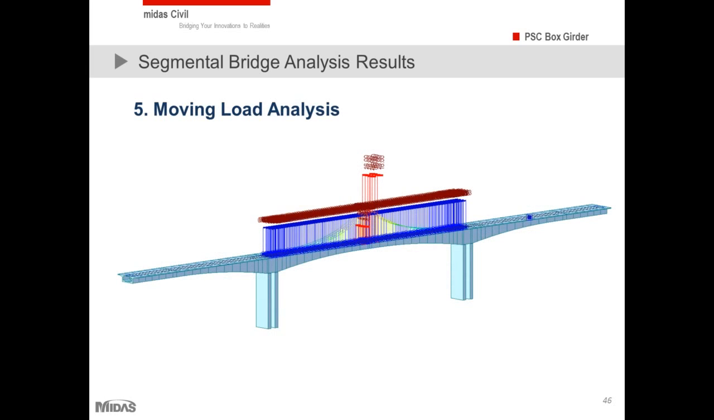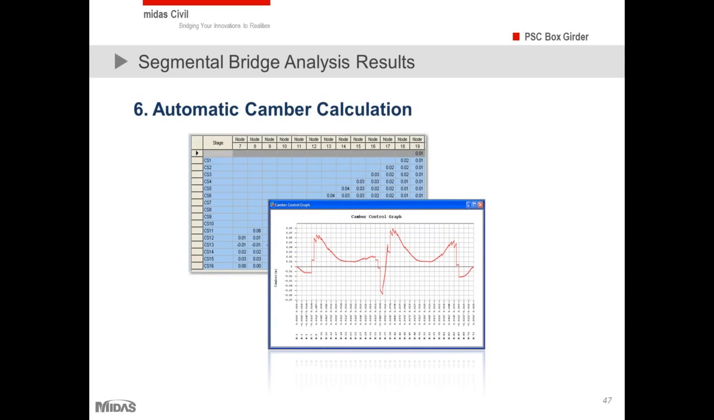Now moving ahead, moving load analysis is also important, and MIDAS Civil can do it for these types of bridges. You can obtain the camber automatically. You can ask the program to give you the camber for different stages, and this is how the camber looks. It tells you what the camber should be for individual stages, and finally at the end of construction all the values become 0, which implies that we have achieved the final profile of the bridge. This is how you can obtain the camber from MIDAS Civil automatically for these types of bridges.